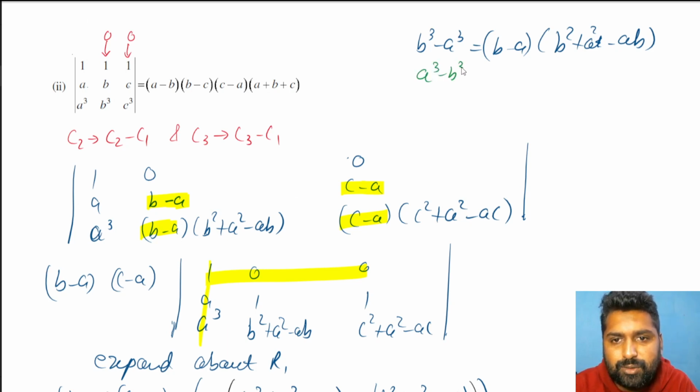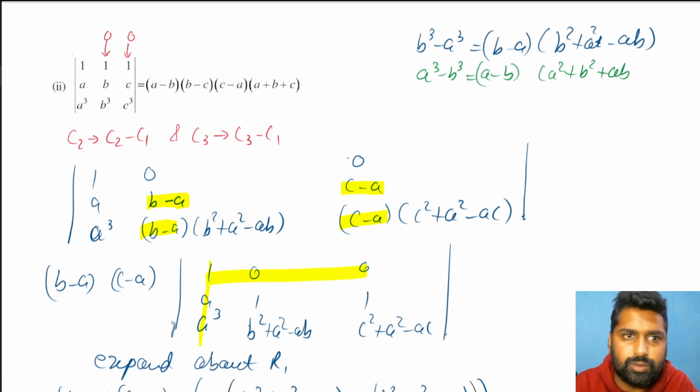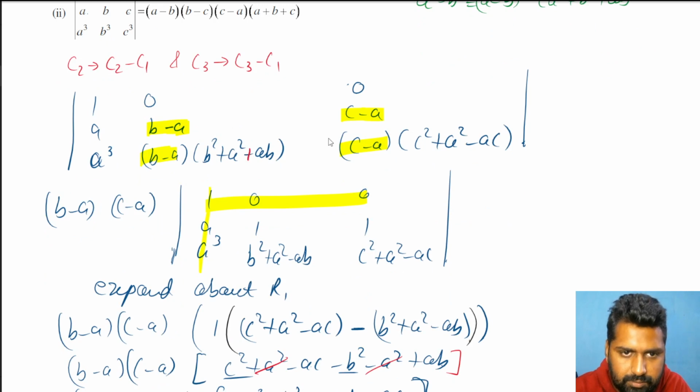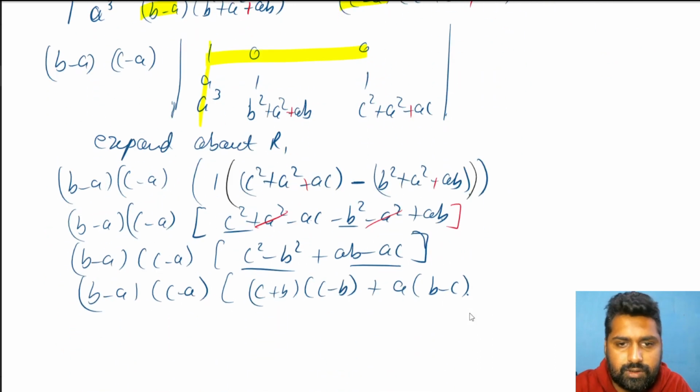A cube minus B cube is A minus B, A square plus B square plus AB. So this was a mistake. Instead of negative, it should have been positive. So just changing the sign. Positive, positive, positive, positive, positive, positive. So here it is positive, and here it will be minus AB.